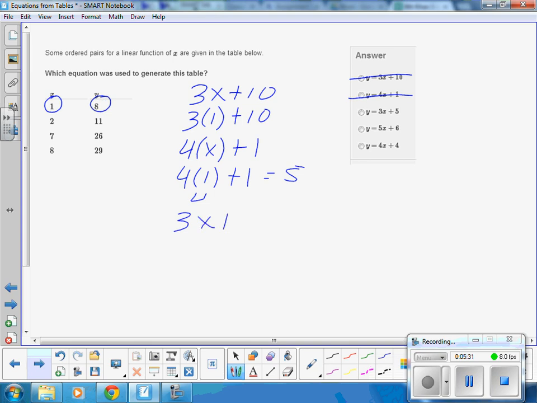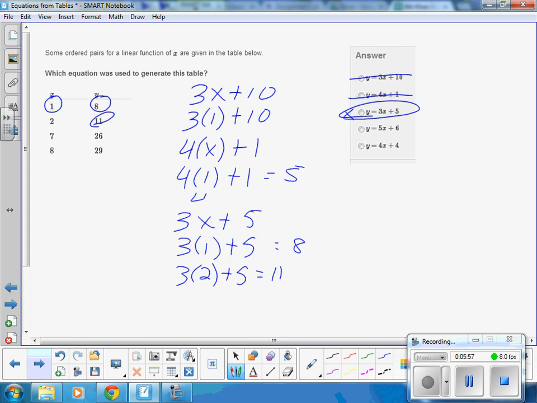So 3x plus 5, 3 times 1 plus 5, that's 3 plus 5 equals 8. Okay, this is a possibility. I want to make sure it holds true for the second one as well. And 3 times 2 plus 5 is 11. That is 11. That one is my answer. Questions?